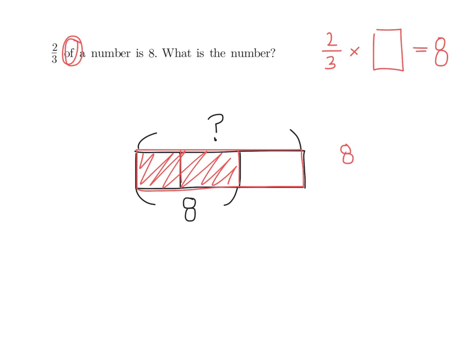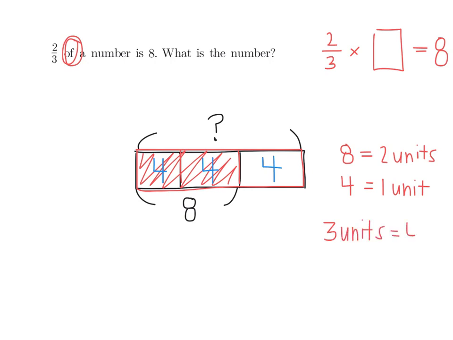We have the number 8, but based on our drawing, 8 is divided into how many units? Two. Two units, good. So 2 units equals 8. So therefore, 1 unit equals 8 divided by 2, or 4. So what that means is this third is 4, this third is 4, and this third is 4. Our whole is how many units? 3, right? So we want to find out how much are in 3 units. So that's going to be 4 times 3, which is? 12. So what is the whole number? 12. So what that means is that 2/3 of 12 is 8.